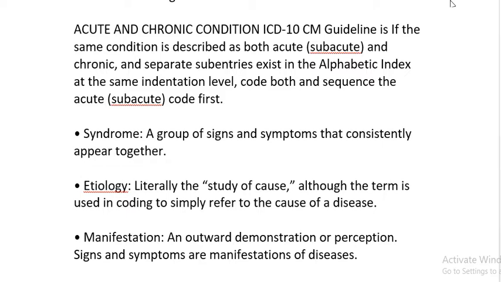So as per guidelines, for acute and chronic conditions in the ICD-CM guidelines: if the same condition is described as both acute and chronic, and separate subentries exist in the alphabetic index at the same indentation level, code both and sequence the acute code first. For example, if you have one code that has acute and chronic specificity, you need to code acute first, then chronic next.